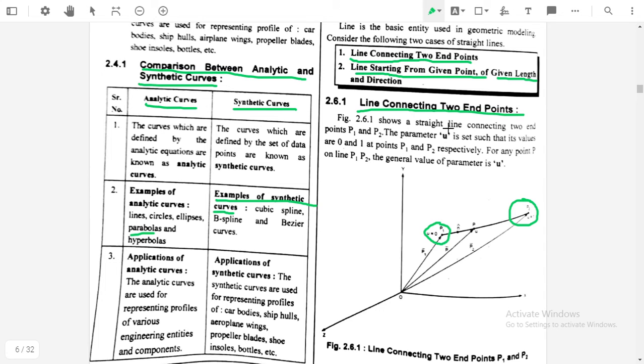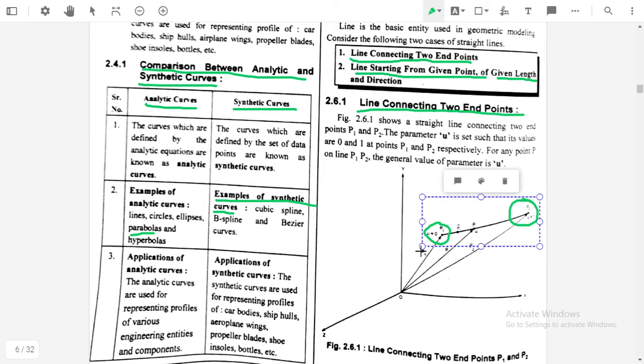As we discussed in the last lecture, there are advantages and disadvantages of the parametric representation. Generally the parametric representation is used to represent a curve in CAD. So here we are using the parametric representation of the curve. Here U is an independent parameter, P1 is the starting point, and P2 is the end point of the line.